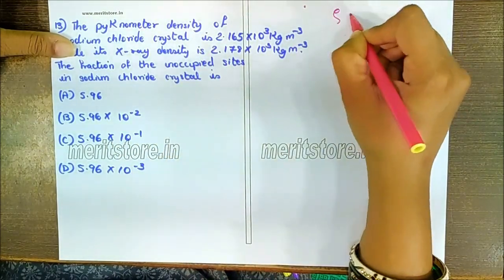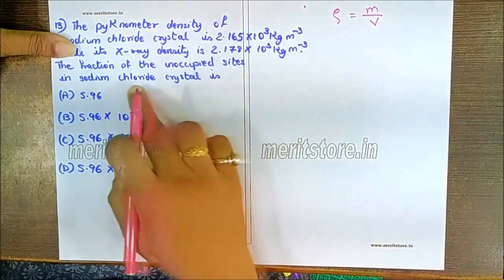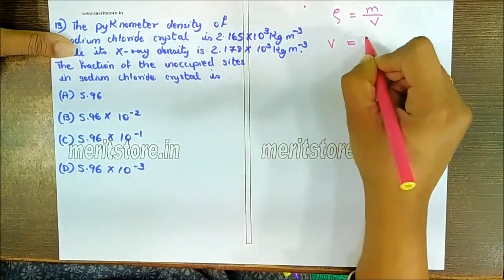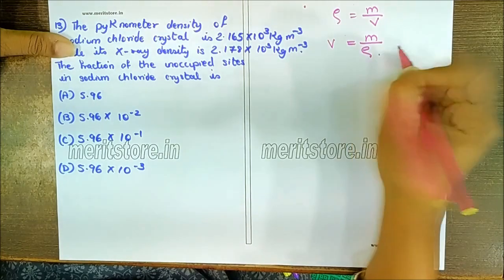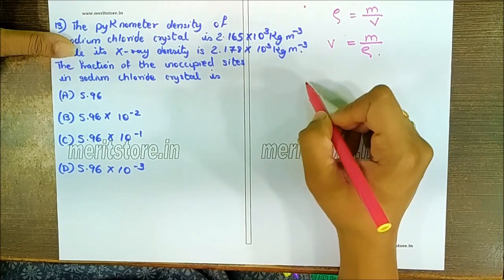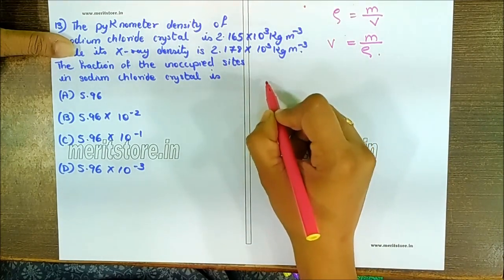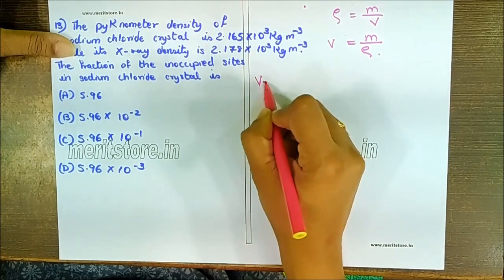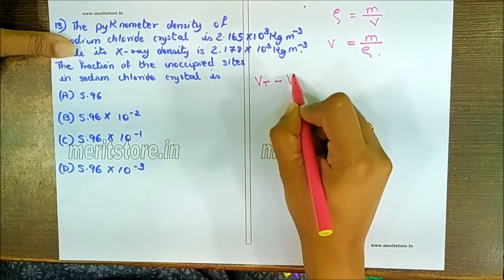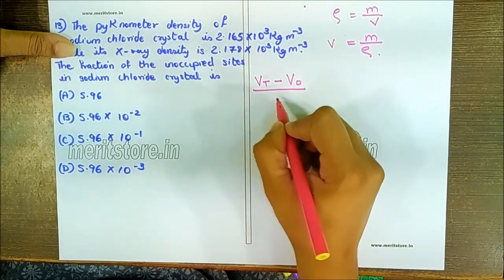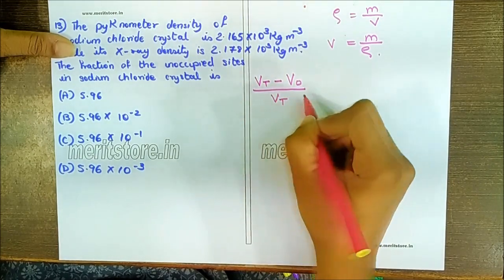So if I have to find the fraction which is unoccupied, this is the formula of density they have given. Density is nothing but mass upon volume. But we need to find the fraction of the unoccupied sites, so we are interested in volume. So volume is equal to mass upon density. The fraction of unoccupied sites is nothing but the total volume minus the occupied volume, divided by the total volume.